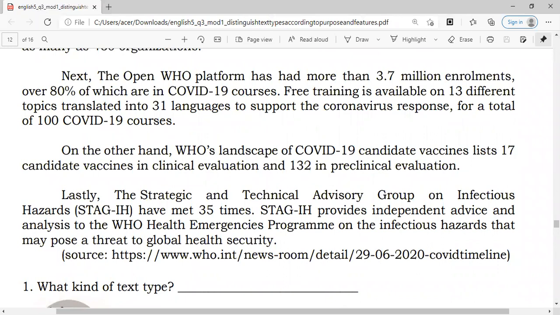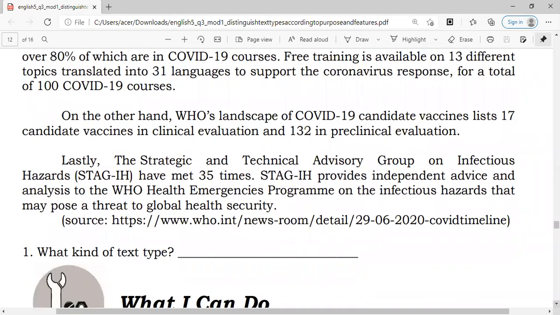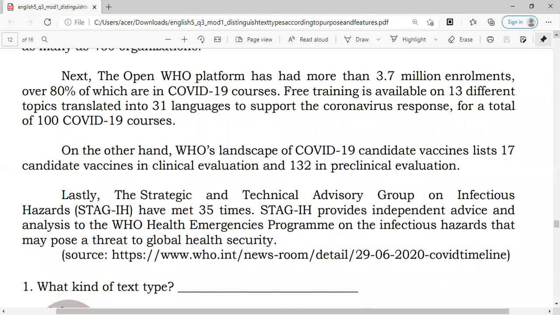So how many text types do we have? Four. We have explanation, classification, time order, and the last one is enumeration. Okay, enumeration. We have their explanation and time order. So we have four. So based on our paragraph, you must have to distinguish if this selection belongs to what text type, what specific text type.